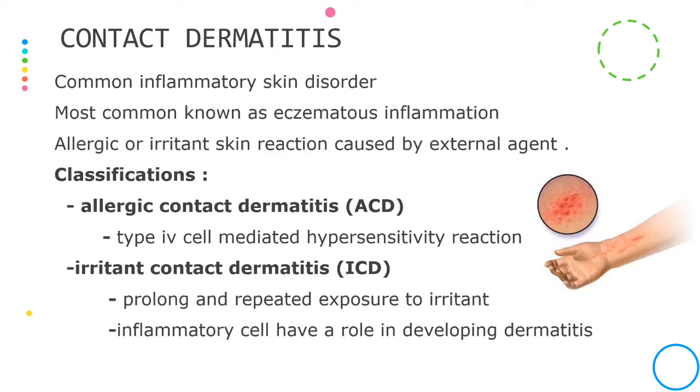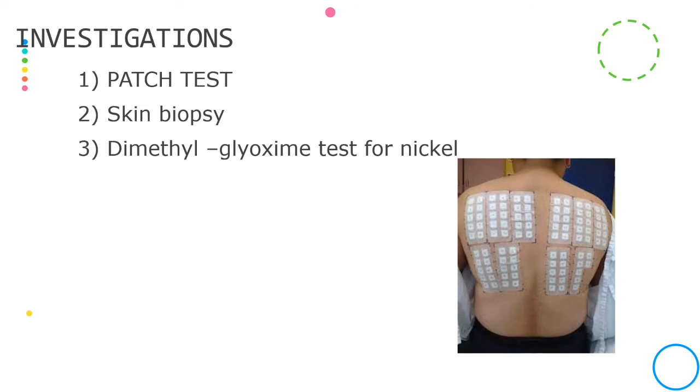Allergic contact dermatitis is a type 4 cell-mediated hypersensitivity reaction, and irritant contact dermatitis is due to prolonged and repeated exposure to irritant. Inflammatory cells have a role in developing dermatitis. The investigations are patch test, skin biopsy, and dimethylglyoxime test for nickel.